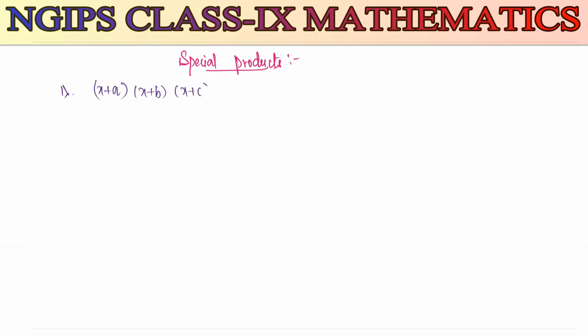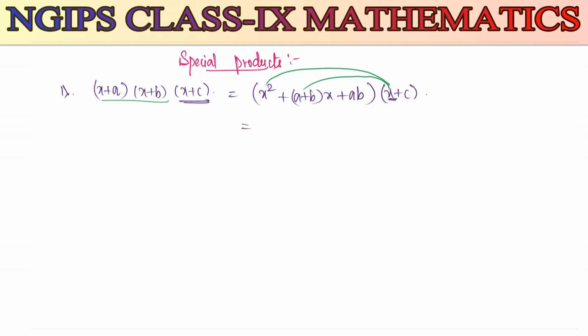So we know very well here (x + a)(x + b) is equal to x² + (a + b)x + ab, into the leftover here it is (x + c). Just I have written x + c. Now if we simplify this, we have to multiply x with each and every term. x² into x, (a + b)x into x, next ab into x.